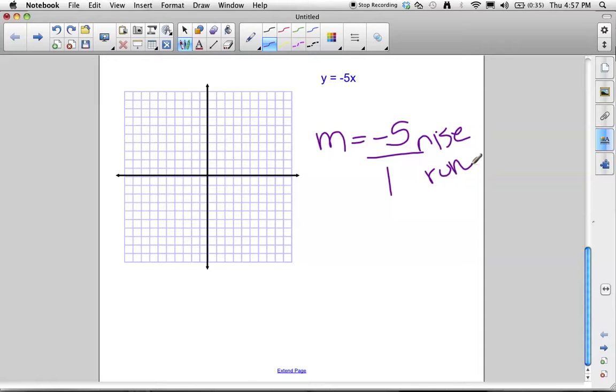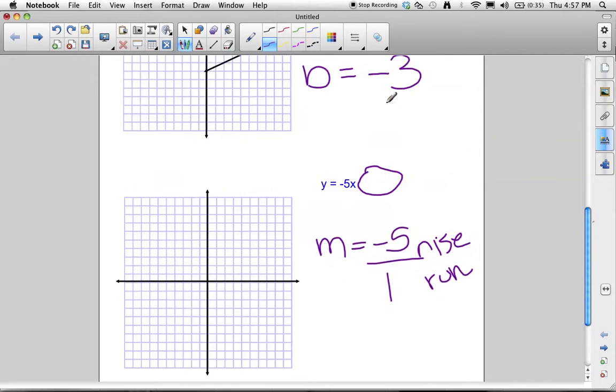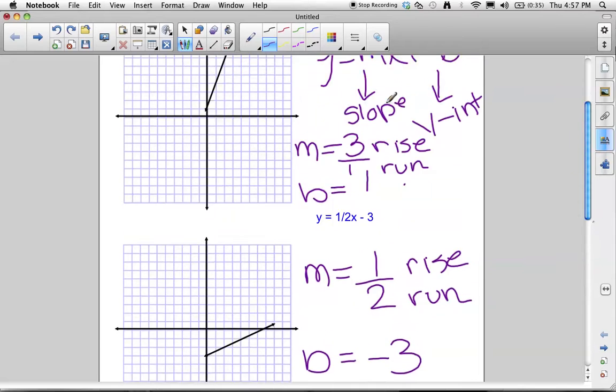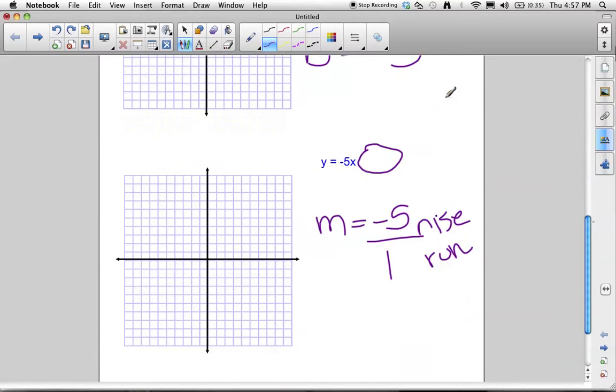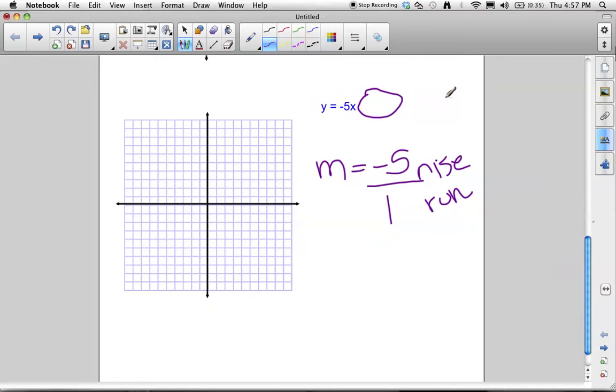Now we need our y-intercept, but there's nothing here. We know that your y-intercept, your b, is whatever you're adding. We're not adding anything. What number represents nothing? 0. So you're going to be starting at the origin at 0, 0.